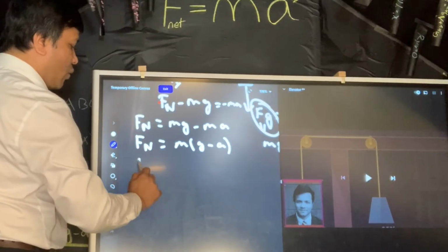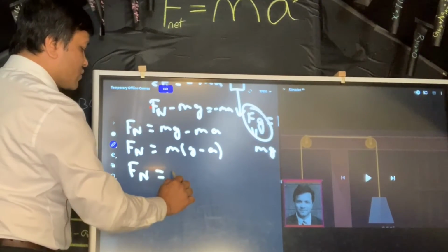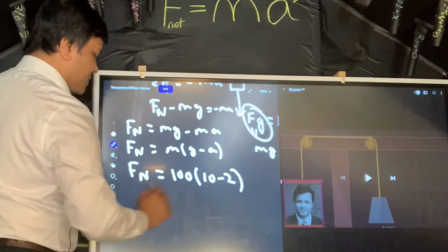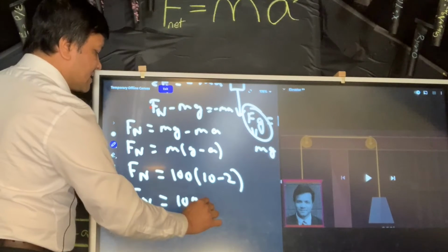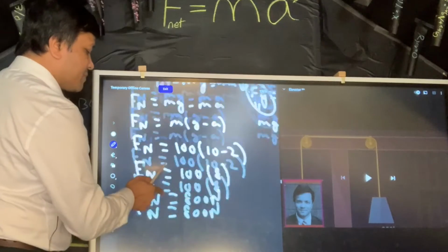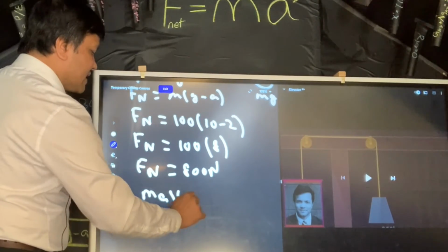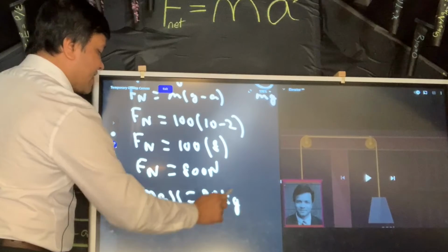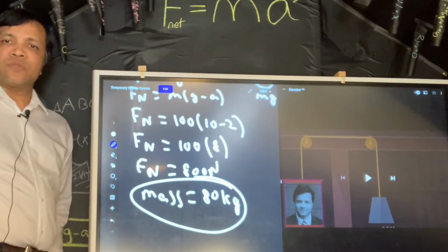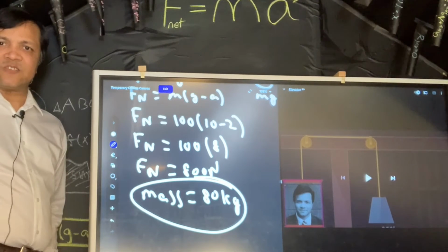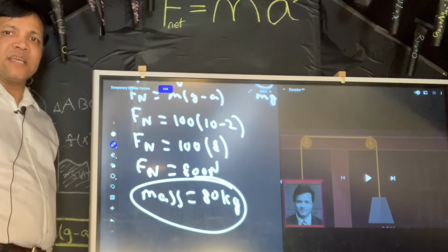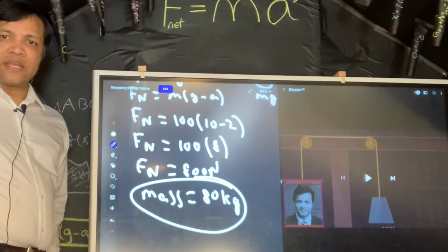So now I know why I said the normal force is 800 Newton. It is 800 Newton because 100 times 8 is 800. So the normal force is 800 Newton, which means the scale reads 80 kilogram. Why does the scale read 80 kilogram? Because the acceleration is downward. There is a net force of 200 Newton downward.